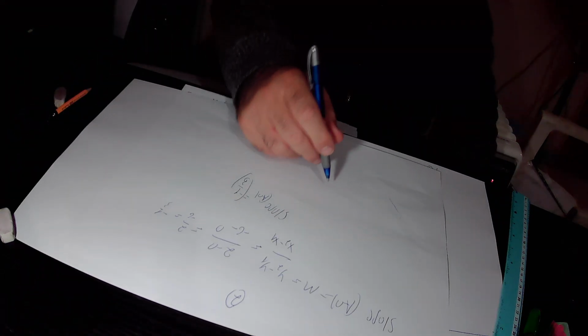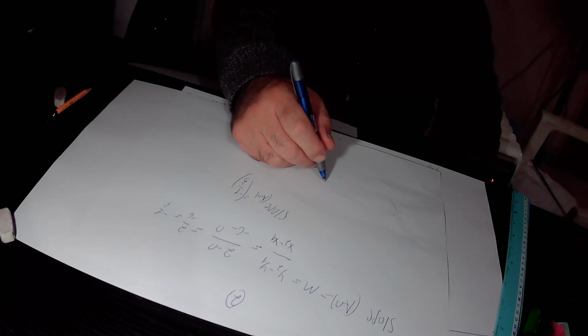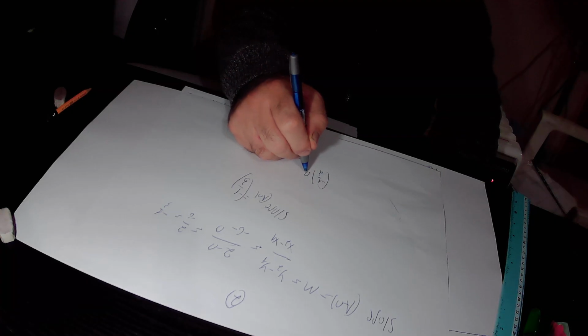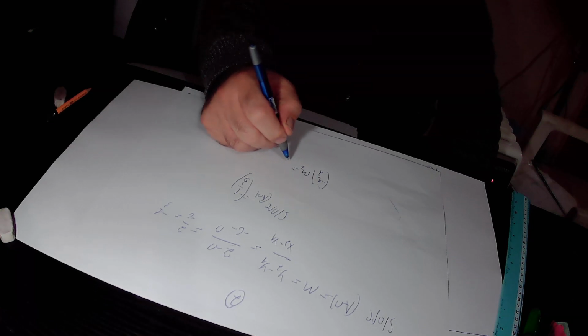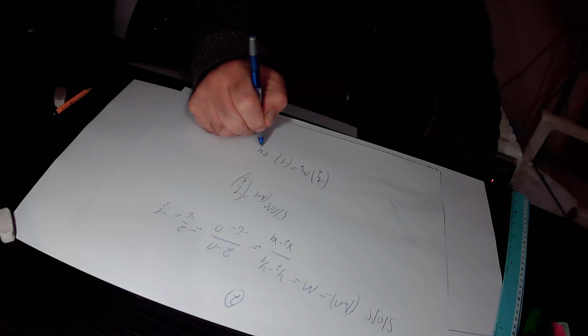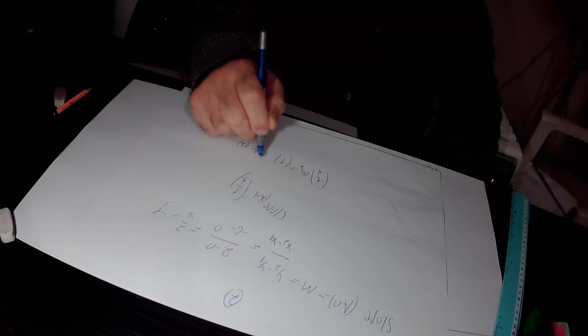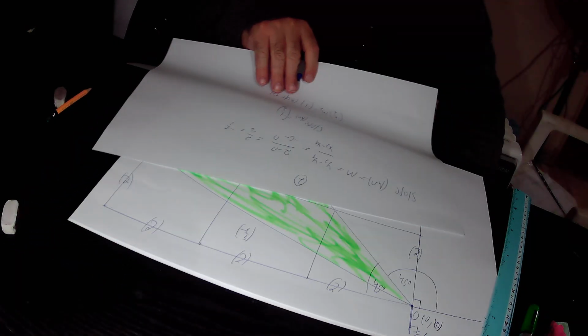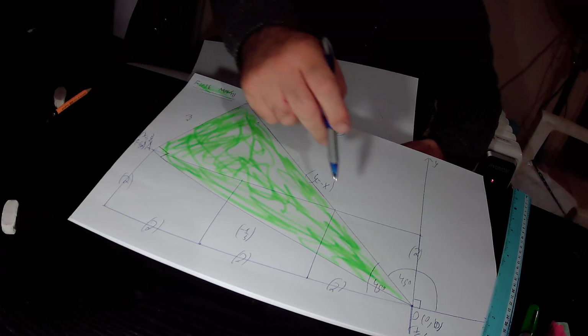And again, m1 is minus 1/3 times m2 that is unknown. In total, it must be equal to minus 1 according to rule 12. Why? Because of the fact that those two straight lines are perpendicular to each other.